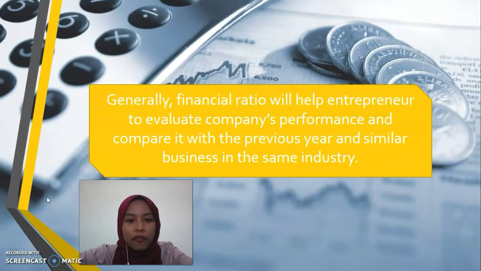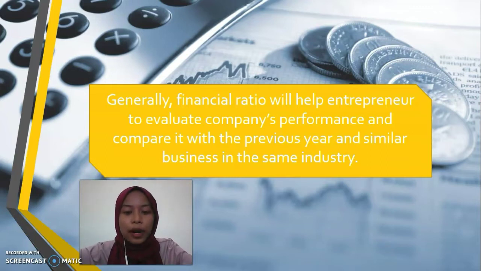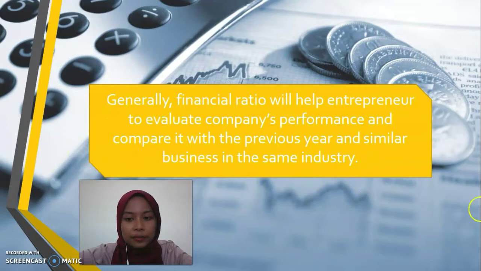So what is the purpose of financial ratio analysis? Generally, financial ratios help entrepreneurs evaluate a company's performance and compare it with previous years and similar businesses in the same industry. Comparing with the previous year is trend analysis, and comparing with similar businesses in the same industry is cross-sectional analysis. However, each ratio has its own function. I will explain the function as we go through them.